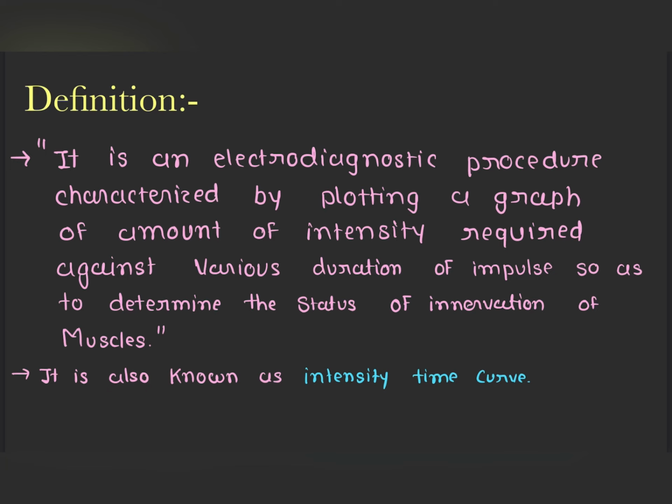It is an electrodiagnostic procedure characterized by plotting a graph of the amount of intensity required against various durations of impulse, so as to determine the status of innervation of muscles. It is also known as the intensity time curve.